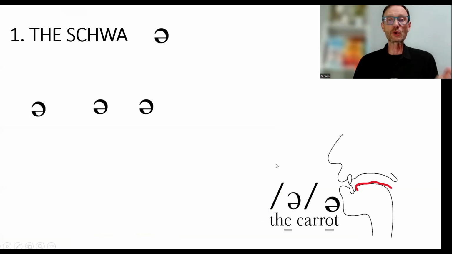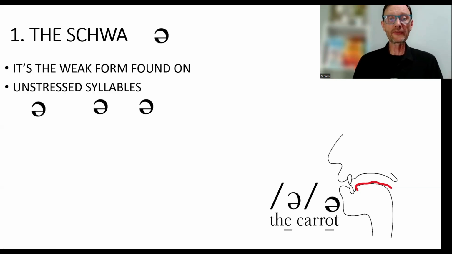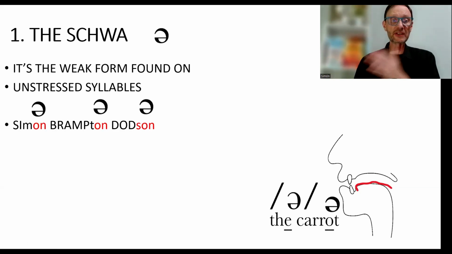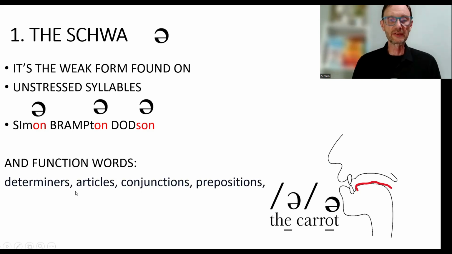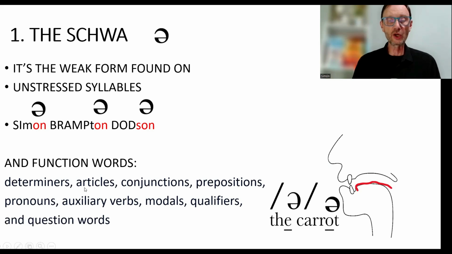So the first one is called the schwa. This is the first one you need. This is the most common sound in English, and it is the weak form found on unstressed syllables. For example, my name. So it's not Simon, it's Simon. It's not Brampton, it's Brampton. It's not Dodson, it's Dodson. And you find this on words which are not important, for example, function words from this list that I have here below. And I deal with these in another video.